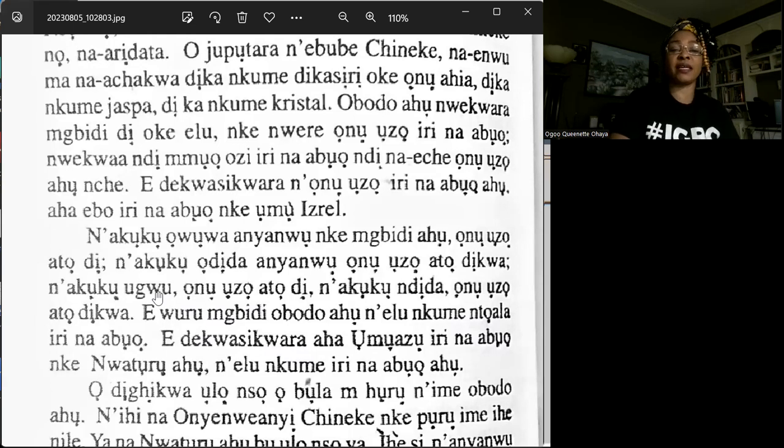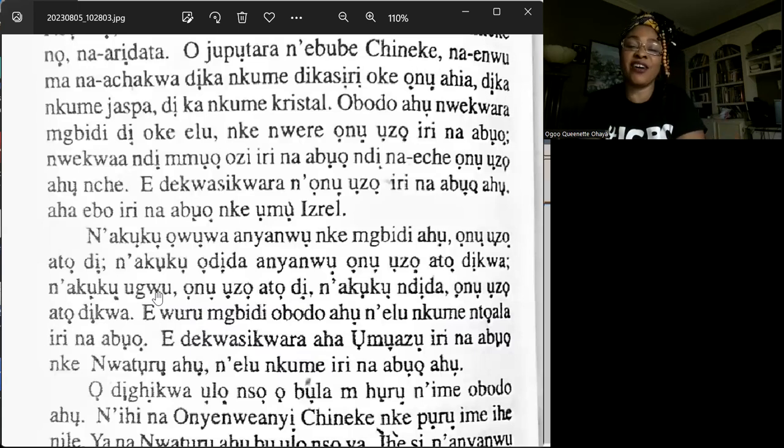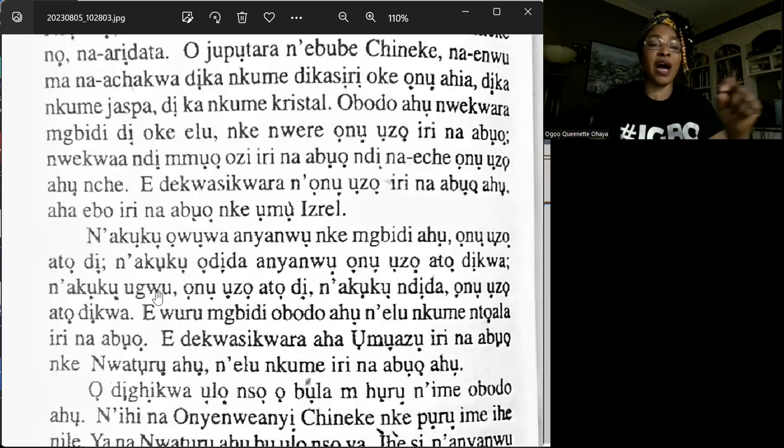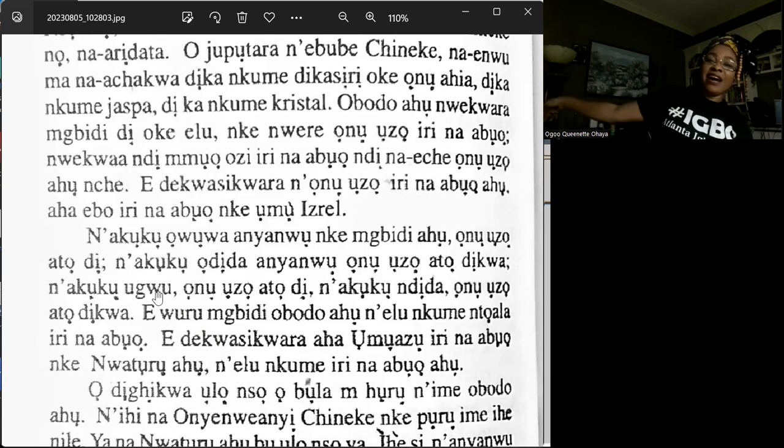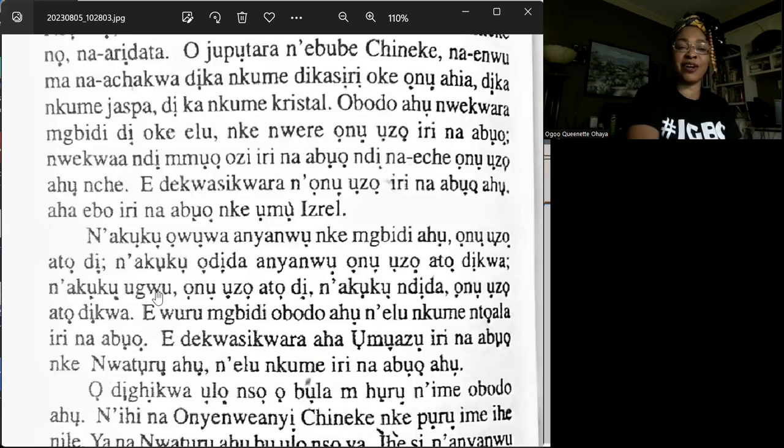Ọnụ ụzọ atọ dị n'akụkụ ndịda. Going down the hill, that's what ndịda means. Going down the hill, there are also 3 doors. Now, I need somebody to start from here.